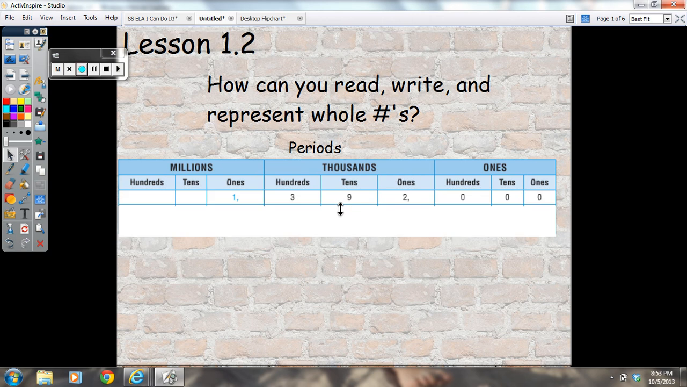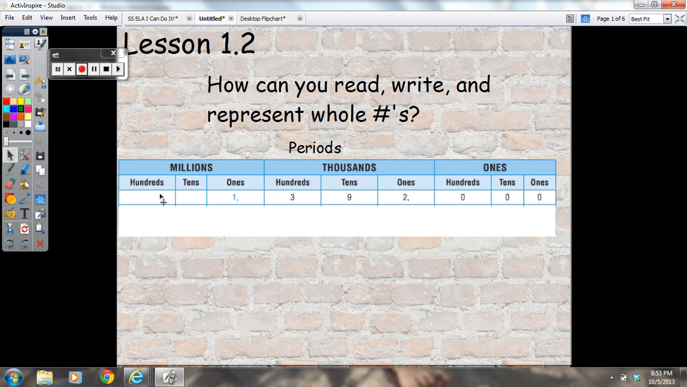Let's take a look at a sample number. This number here has a 1 in the 1 millions place, a 3 in the 100,000s place, a 9 in the 10,000s place, a 2 in the 1,000s place, and nothing in the ones period. This number would be read as 1,392,000. There are no ones. There's nothing in the ones period. Therefore, it's read 1,392,000. Notice that these commas here are used to separate these periods.